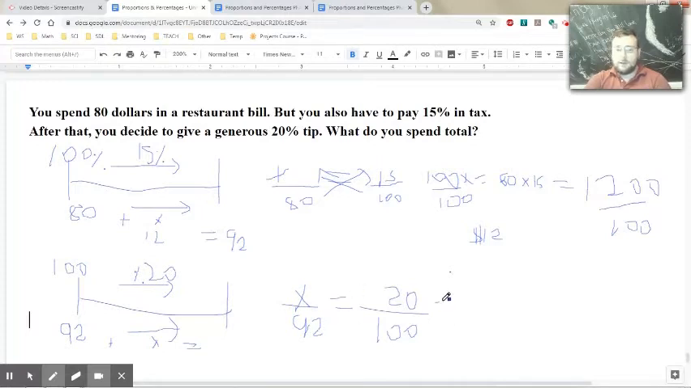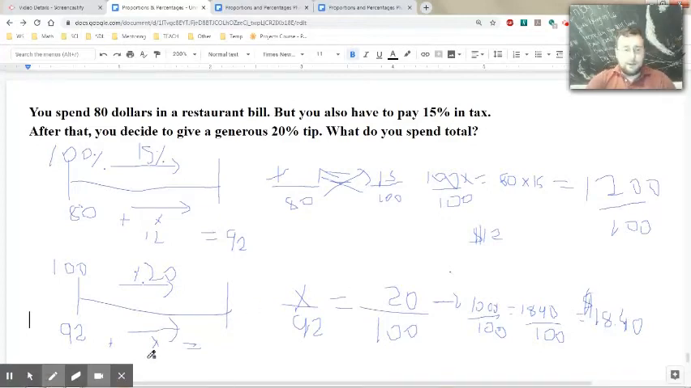So you have to cross multiply, right? And so when you do that, you get 100x equals 20 times 92, which gives you 1840 if you put that in a calculator. And then you have to divide both sides by 100 because that's what's next to my x. And then the hundreds will cancel out, and my answer is going to be 1840 divided by 100, which is just 18.40. And so my tip is going to be $18.40.